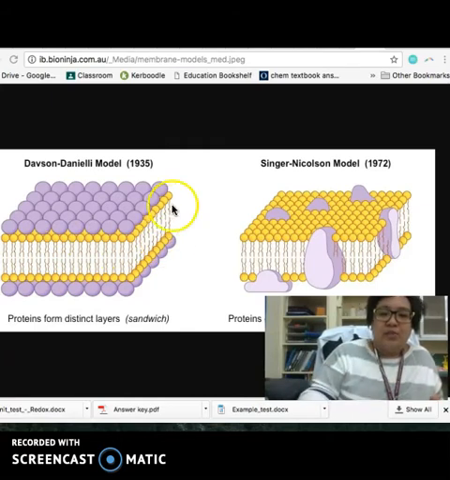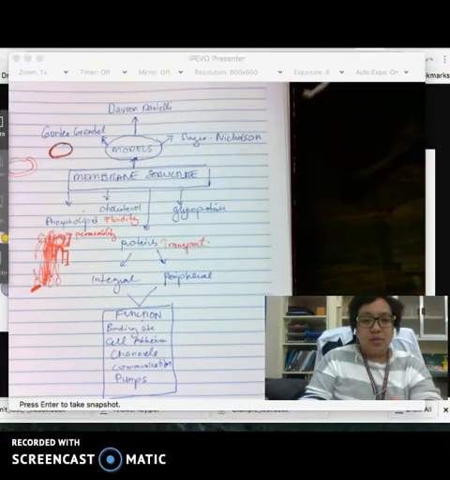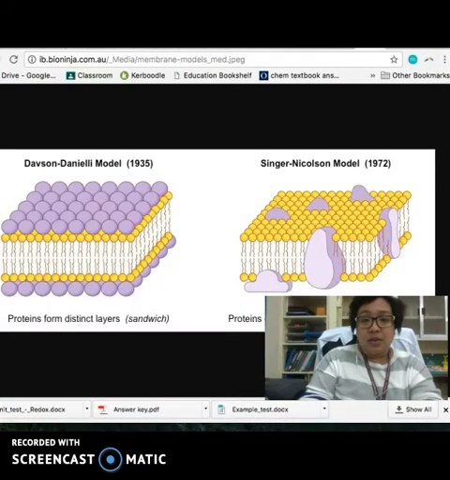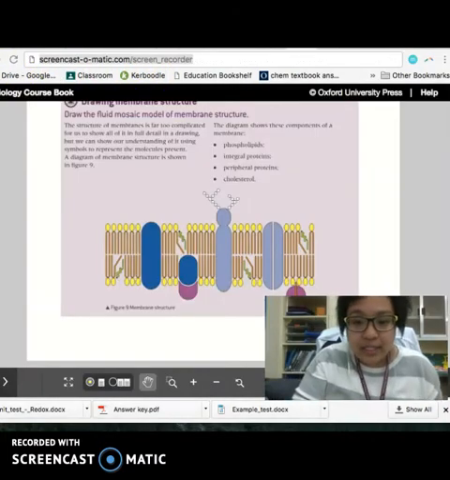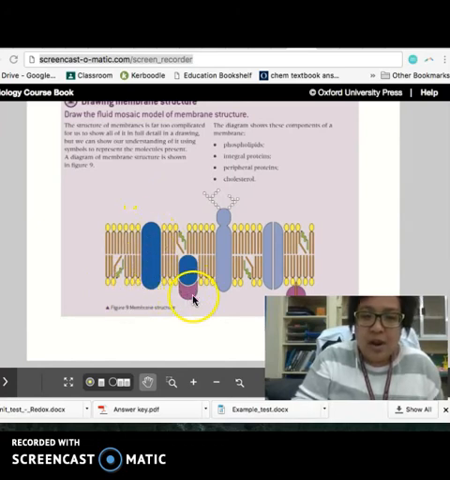That's why we have this model now, the Singer-Nicholson model, where we have different shaped proteins embedded in the lipid or phospholipid bilayer. Let's go back to our concept map. To summarize, this is our accepted model of the cell membrane: two layers with proteins, not here or here, but embedded across or at the periphery of the membrane.